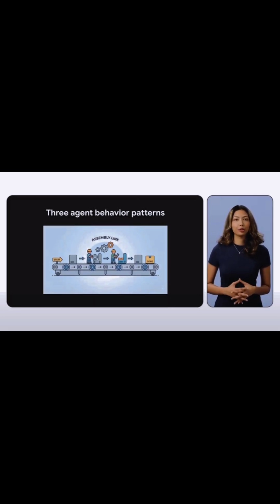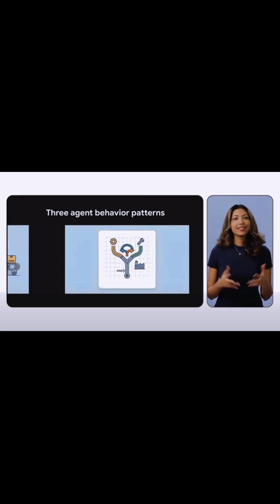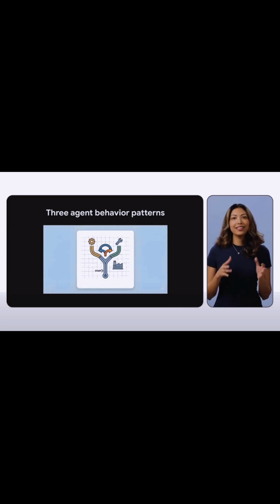First, we have sequential agents. These run step by step like an assembly line. Step 1, then step 2, then step 3. They're predictable but rigid. Second, we have reactive agents. These decide in the moment. They look at the current state and ask, what should I do next? Maybe tool A one time, tool B the next. They're flexible, but they don't plan ahead.